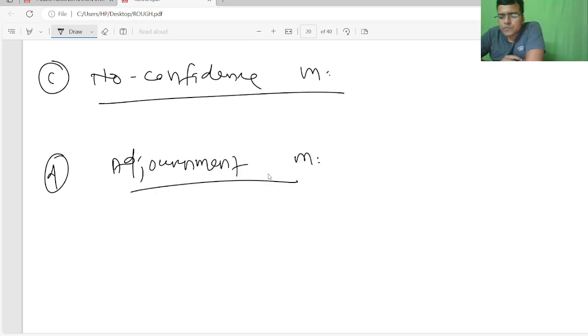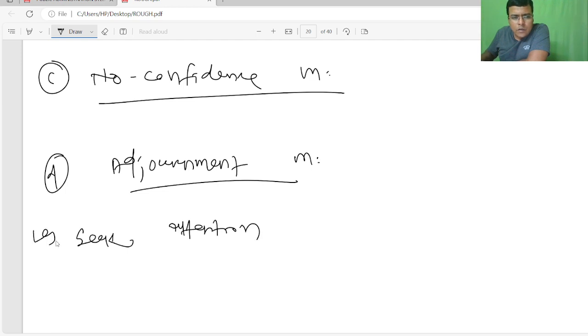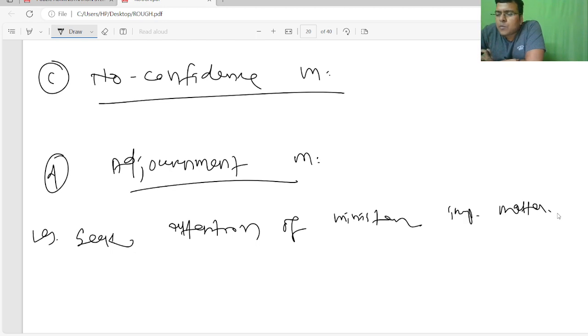Adjournment motion. They seek attention. Legislators seek attention of the minister for an important matter, like the Chief Minister. So this is adjournment motion.